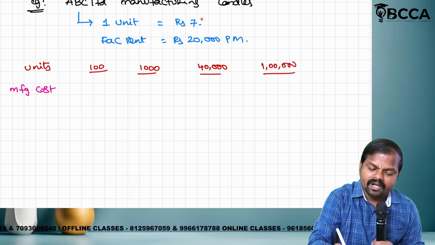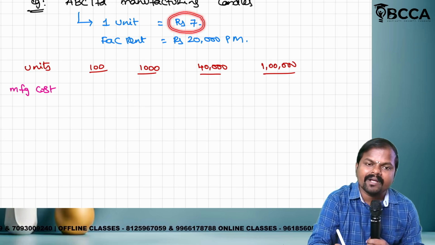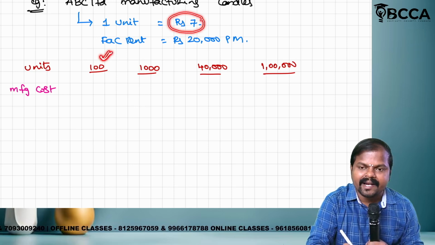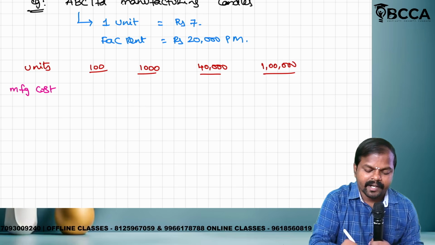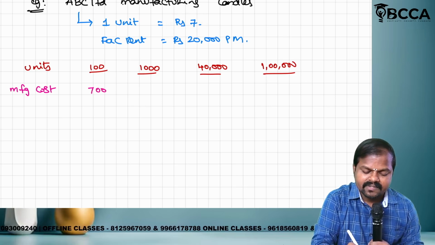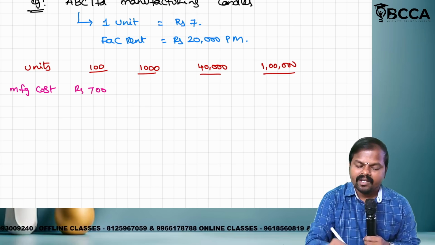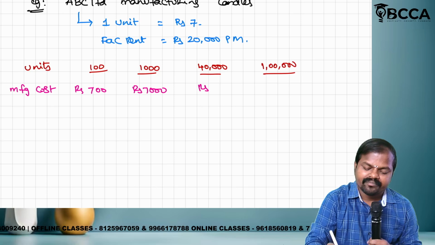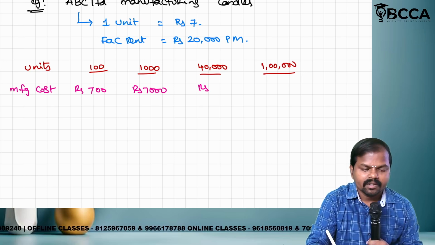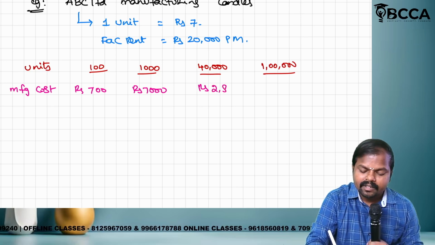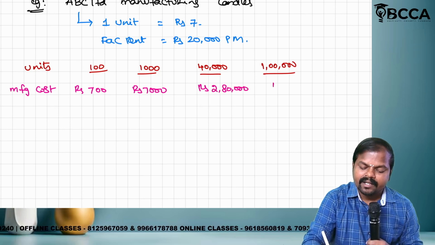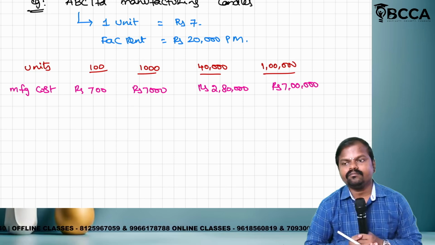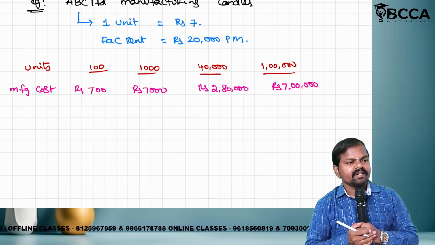For production of 1 unit, how much is required? In case number 1, how many units are they ready to manufacture? 100 units is 700 rupees. Here 7,000 rupees. Here, please check, 2,80,000. Here 7 lakh. Correct, my dear friends? Correct.